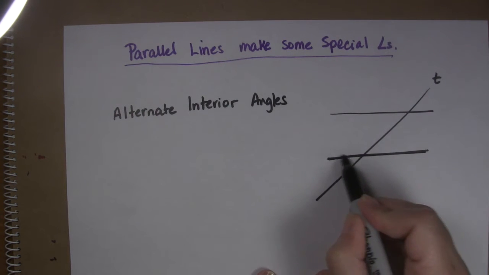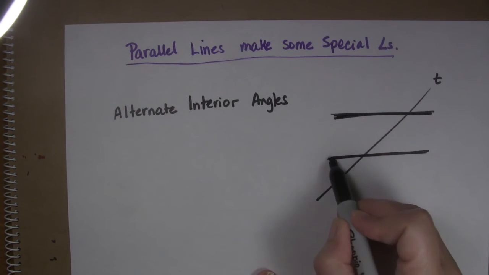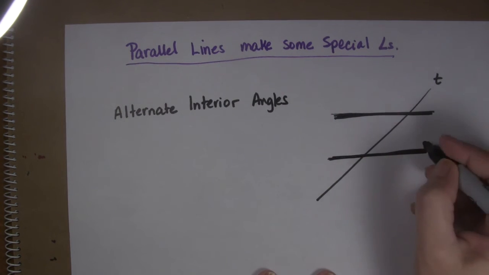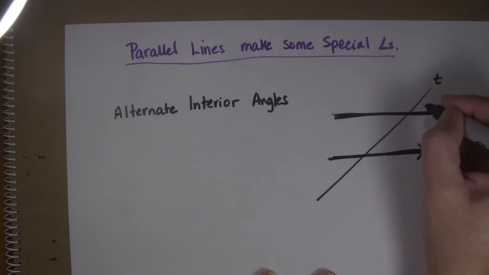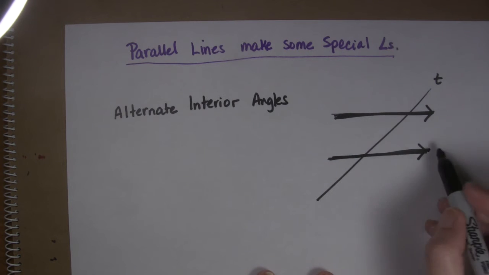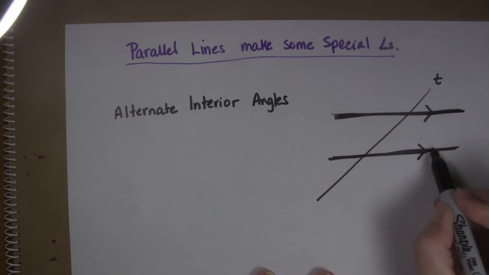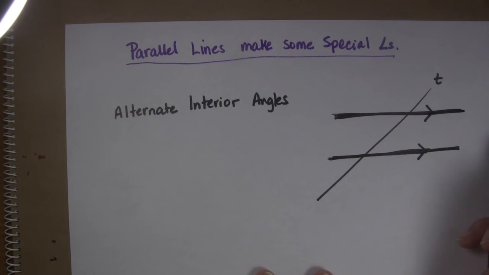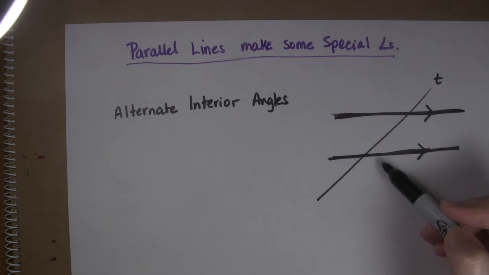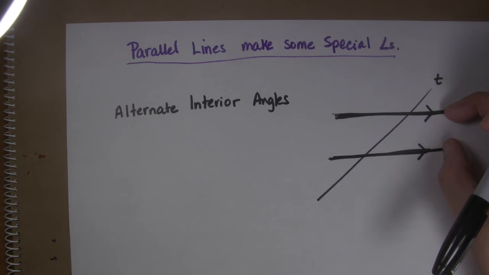Here's the two parallel lines. Parallel, parallel. Sometimes with parallel lines, when we know that they're parallel, we mark them like this with two little arrows going the same direction. Okay, so we have these parallel lines here. And we have these two alternate interior angles, which are inside these two lines.